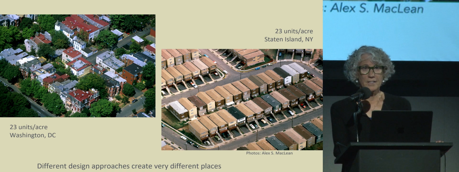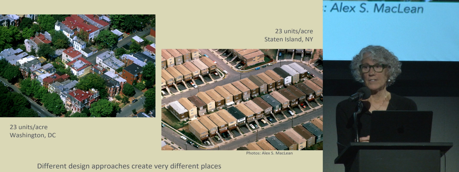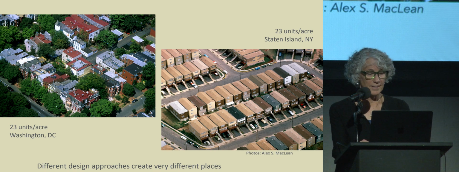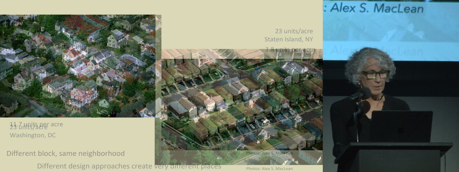Capitol Hill in Washington, D.C. is 23 units an acre, or this block is 23 units an acre. Also, the block in Staten Island is 23 units an acre. We're going to react very differently to those places, even though it's the exact same density level. So it could be off-putting, it could be appealing.